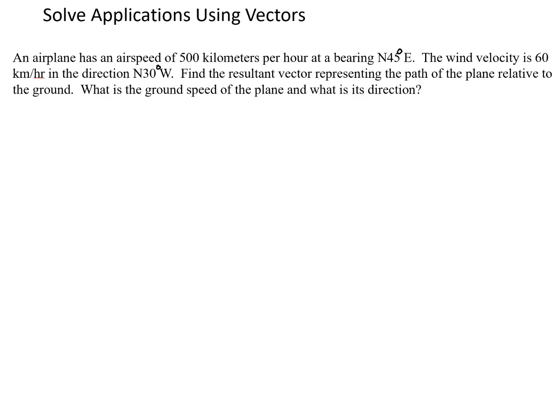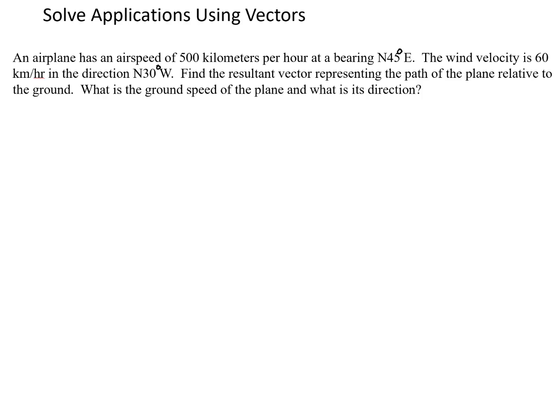An airplane has an airspeed of 500 kilometers per hour at a bearing of north 45 degrees east. The wind velocity is 60 kilometers per hour in the direction north 30 degrees west. Find the resultant vector representing the path of the plane relative to the ground. What is the ground speed of the plane and its direction?